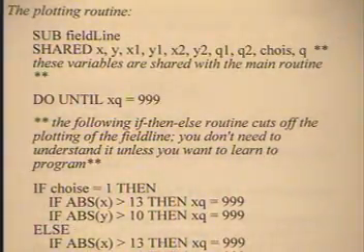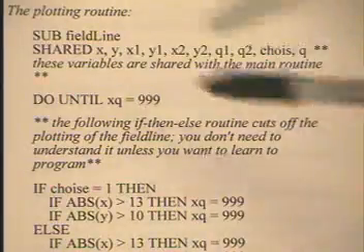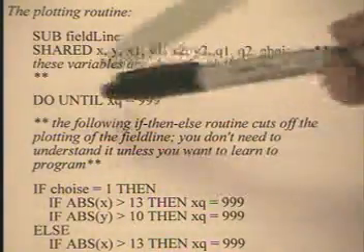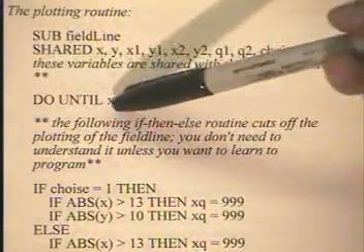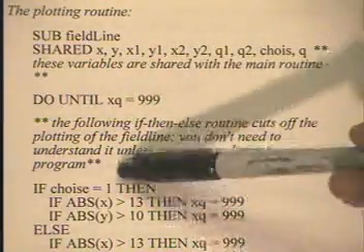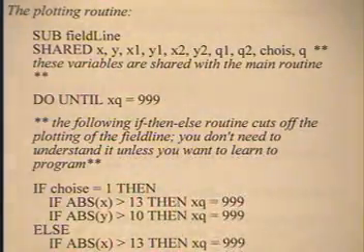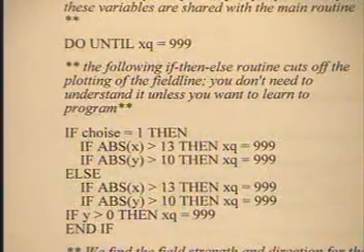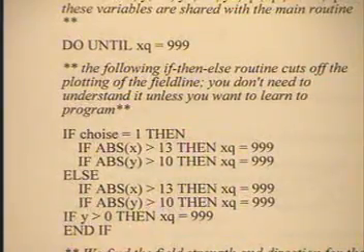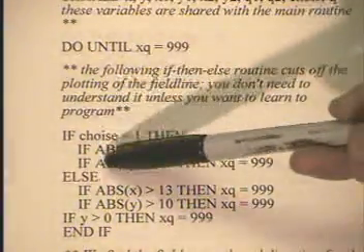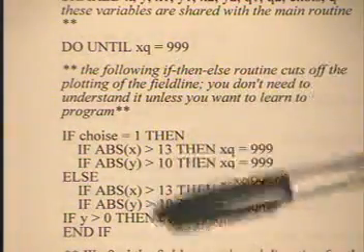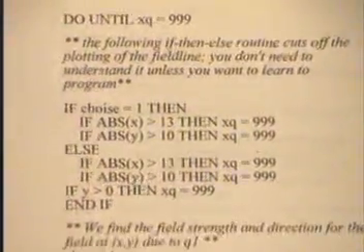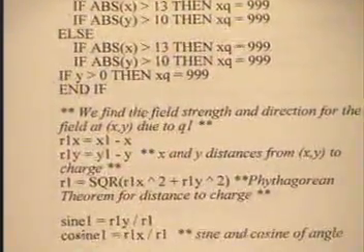The field line plotting routine. Don't worry about these lines, but we're going to do this, what we call a loop, until xq equals 999, and we put the conditions where we cut off the loop down here, which basically occurs when the x and/or the y coordinate gets too big for the screen, or for the equipotentials when the y coordinate becomes positive.